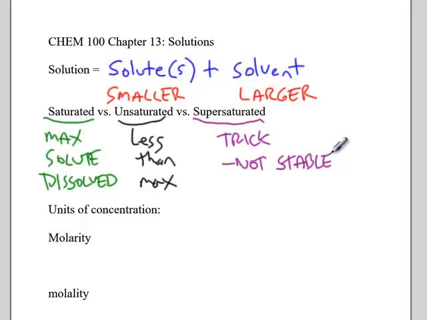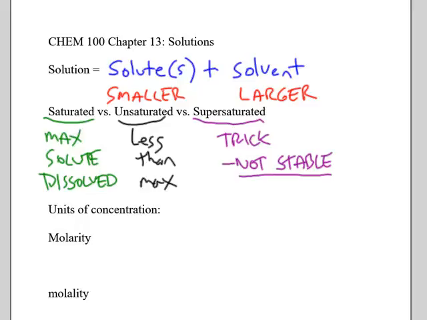It's very similar to superheated water. Water will boil at 100 degrees, however, you can put water into a microwave, heat it, and sometimes the water will get hotter than 100 degrees. It's actually quite dangerous because if you put anything into the water, the fact that it's not stable at that temperature means it's going to quickly turn into gas, and it usually will come out of the container and burn you. So we're not going to worry so much about supersaturated, just saturated versus unsaturated.